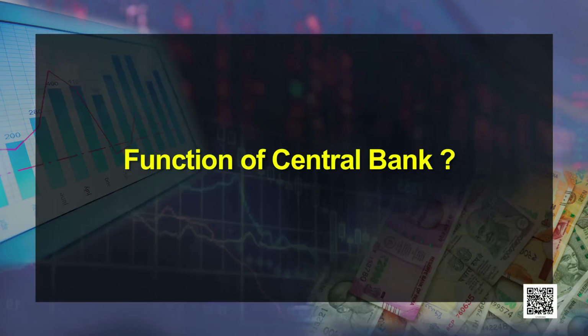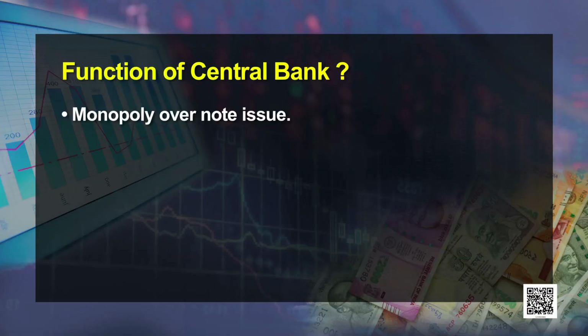So now let us move on to the functions of the central bank. The central bank, being the most important bank in the economy, plays some functions. The first function is that it issues currency. It has monopoly rights to issue currency. Why are central banks given these monopoly rights? This is because of two main reasons. One, it creates a uniformity of the currency in the economy.